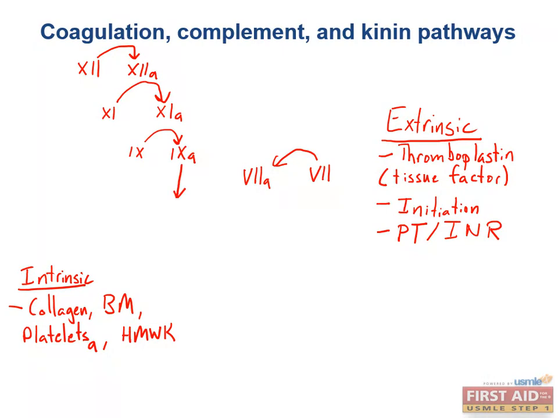Factor 9A is the first factor we run into that requires a cofactor to operate. That cofactor is factor 8A, made of course from factor 8. I'm going to write our cofactors here in blue to make this a little easier to read. Finally, factor 9A and its cofactor 8A leads us to factor 10, and that's our common pathway.